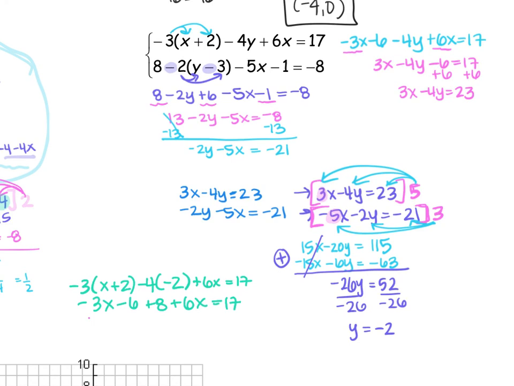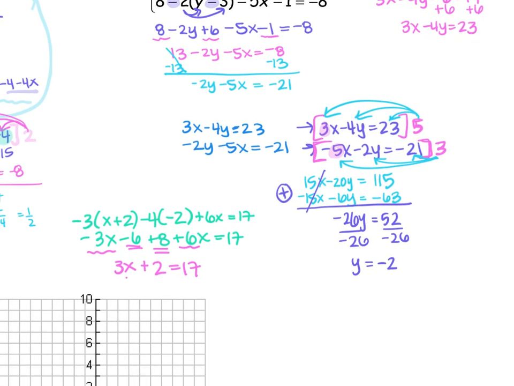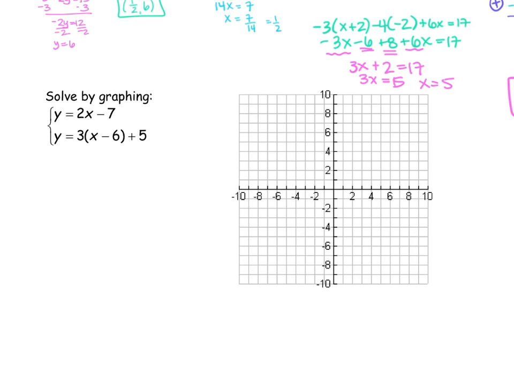Combining some like terms, negative 3x plus 6x is 3x, negative 6 plus 8 is positive 2, equal to 17. Subtract 2 from both sides, 3x is equal to 15, x is equal to 5. So we have a solution of (5, negative 2). If you go back and check that in both equations, you will see that it does, in fact, make both equations true. All right, and this last example we're going to solve by graphing.